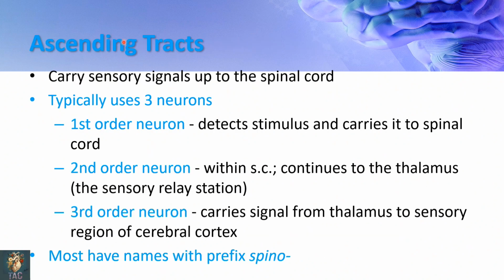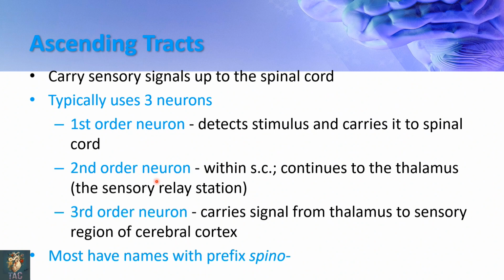Now the ascending tracts carry sensory signals to the spinal cord and typically use 3 neurons. The first order neuron detects stimuli and carries them to the spinal cord. These neurons have their cell bodies located in the dorsal root ganglia. They are usually pseudo-unipolar neurons. The peripheral process goes to the periphery, where it takes impulses from the receptors, and the central process enters into the spinal cord via the dorsal root.